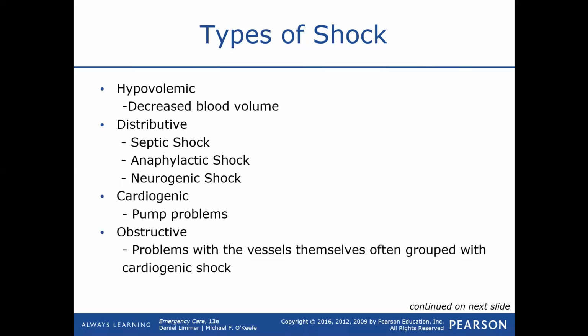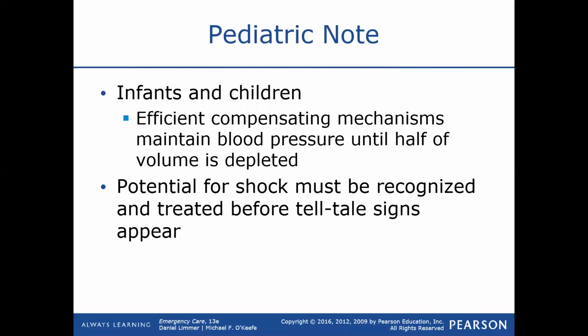Obstructive, so there could be problems with the blood vessels themselves, and that's often grouped with cardiogenic shock. You don't necessarily need to know all the different kinds of shock, the specifics, I should say, of each of them. Know that there's a bunch of different kinds and kind of what they are. Hypovolemic is a very important one, but you've got to know the signs and symptoms of shock.